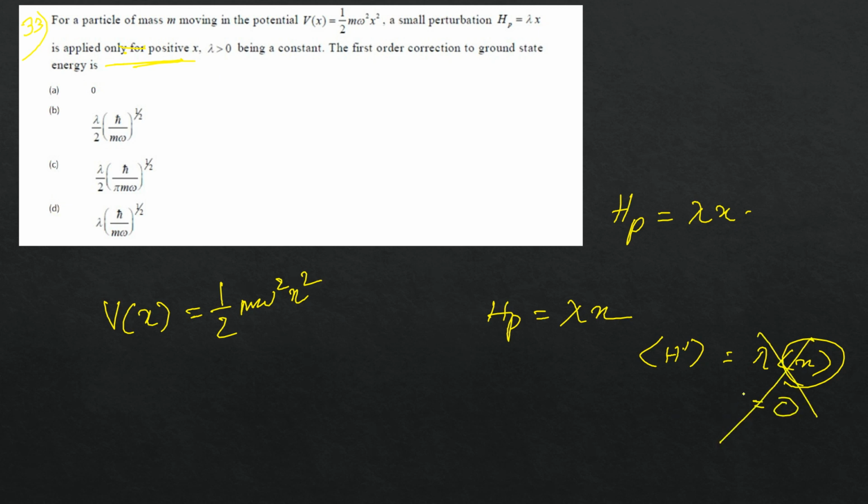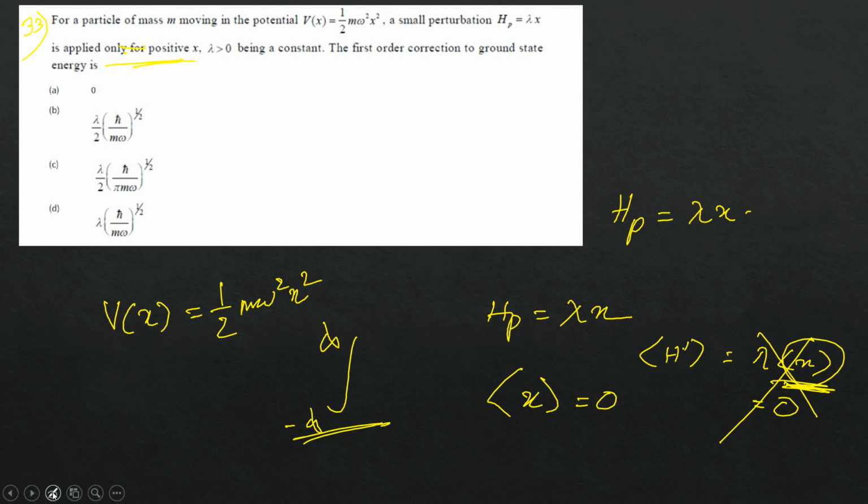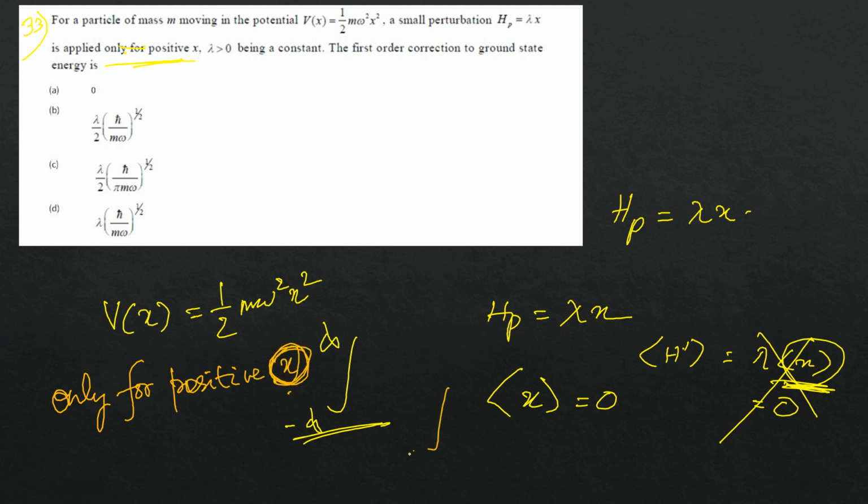But that was wrong, because it becomes zero only when the limit is symmetric, like minus infinity to infinity. But here what is given? Here it is given only for positive x. So the limit will be only 0 to infinity, isn't it? Because positive x. So let's do it.